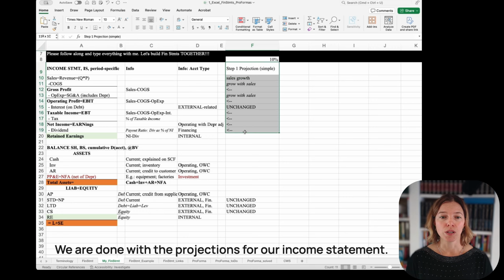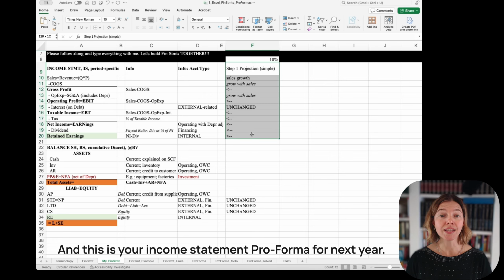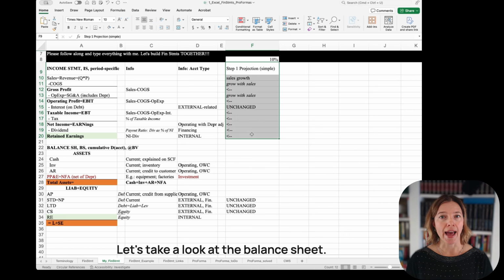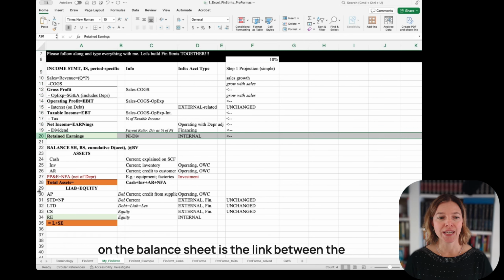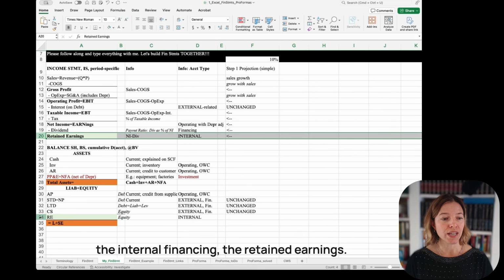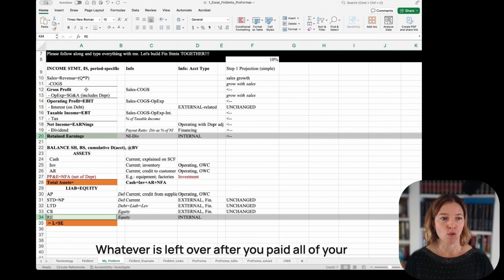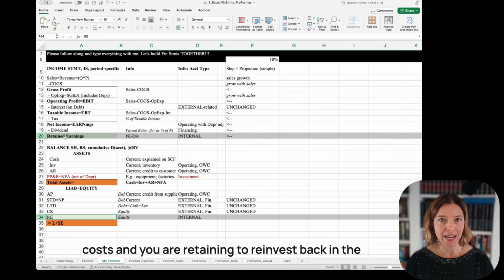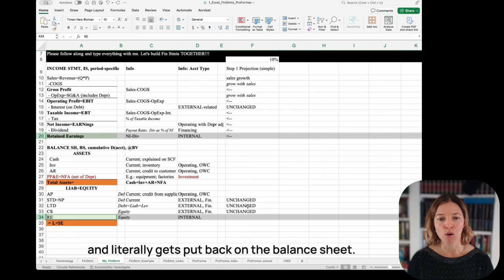We are done with the projections for our income statement, and this is your income statement pro forma for next year. Let's take a look at the balance sheet. And the first account that we're going to project on the balance sheet is the link between the income statement and the balance sheet, or the internal financing, the retained earnings. Whatever is left over after you paid all of your costs and you are retaining to reinvest back in the business is going to come from the income statement and literally gets put back on the balance sheet.